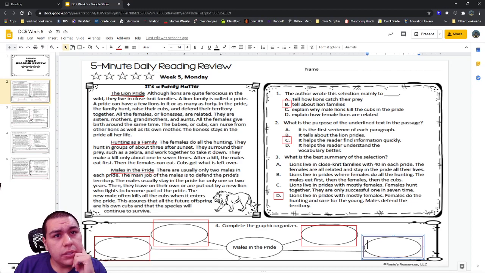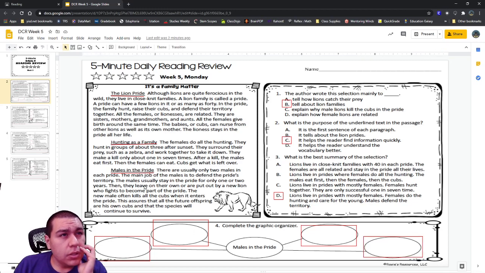The one in the middle says males in the pride. So they're trying to tell us that all of these circles have to talk about males in the pride. So if I look at my story, paragraph 1 talks about the whole pride. Paragraph 2 talks about hunting. That's mostly done by the females. Paragraph 3 is the one that focuses on males. So most of my information is probably going to come from this last paragraph.